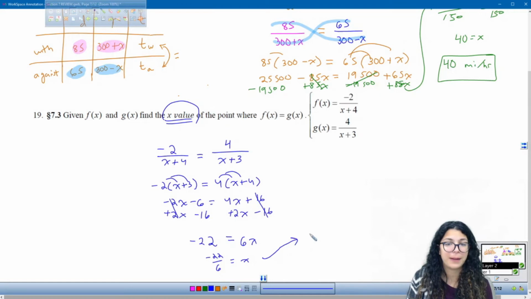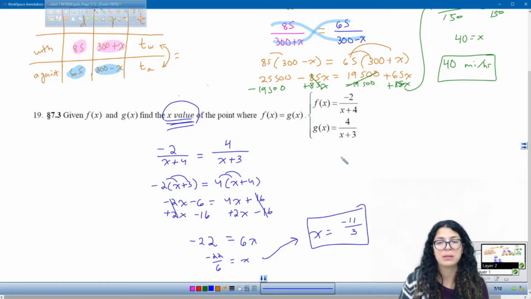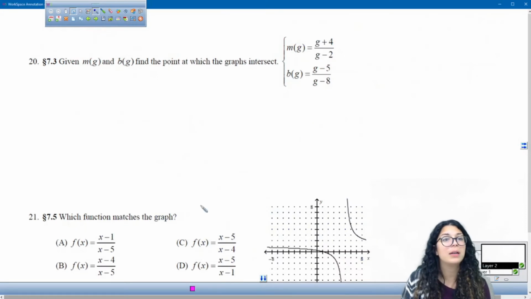And remember they're only asking for the x value in this case. If we simplify, divide by 2 on top and bottom, we get -11 over 3. They only asked me for the x value, so I'm not going to plug in to find the y value. Let's go ahead and move on to number 20.